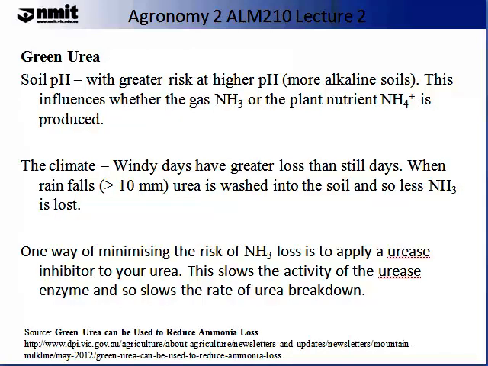Soil pH is another factor that will change the NH3 loss. If you have a greater pH, that means more alkaline soils, this will influence whether the gas NH3 or the plant nutrient NH4+ is produced. The NH3 is lost to the atmosphere while NH4+ is not.